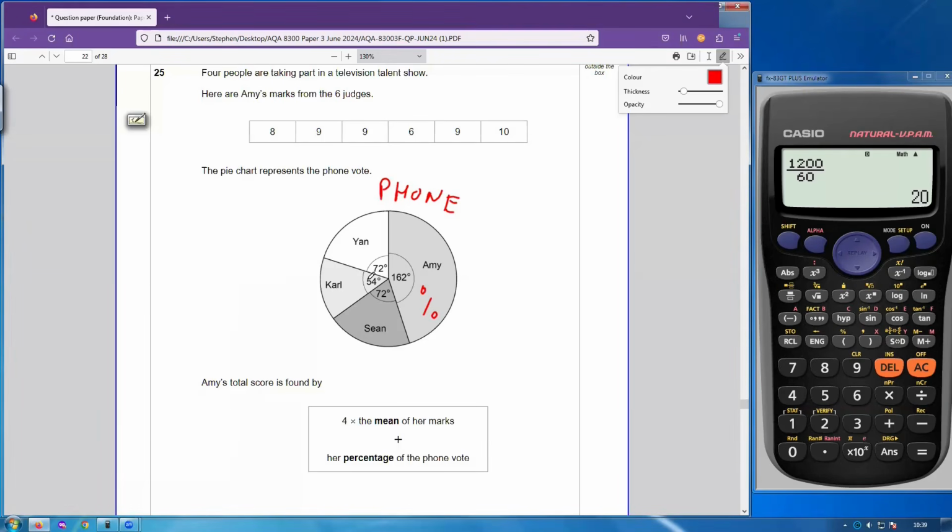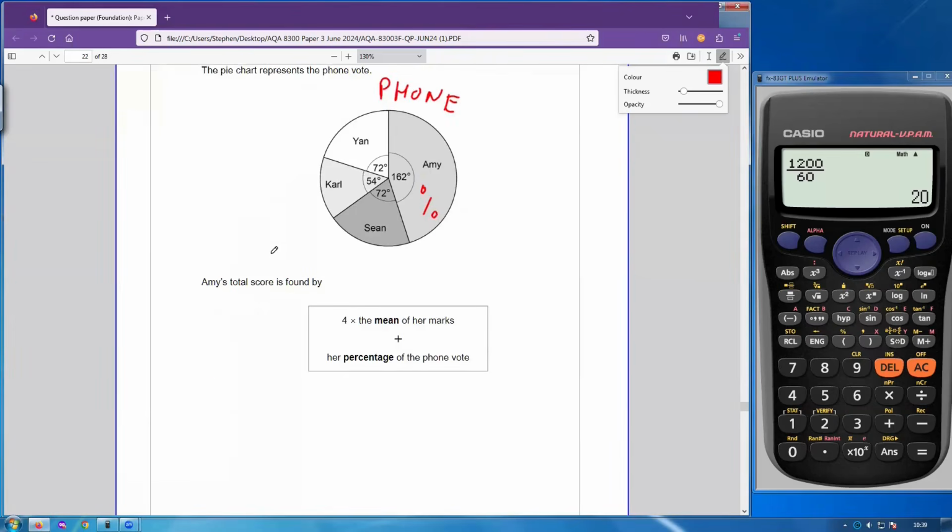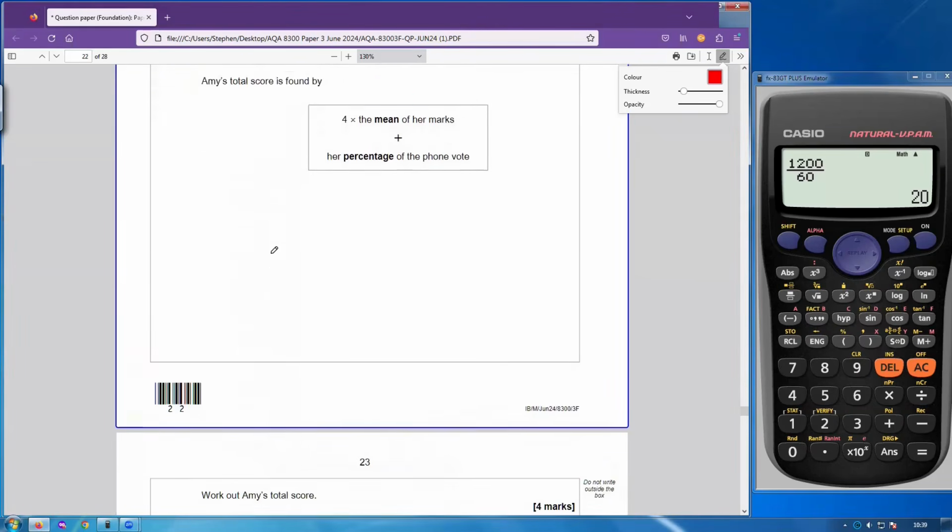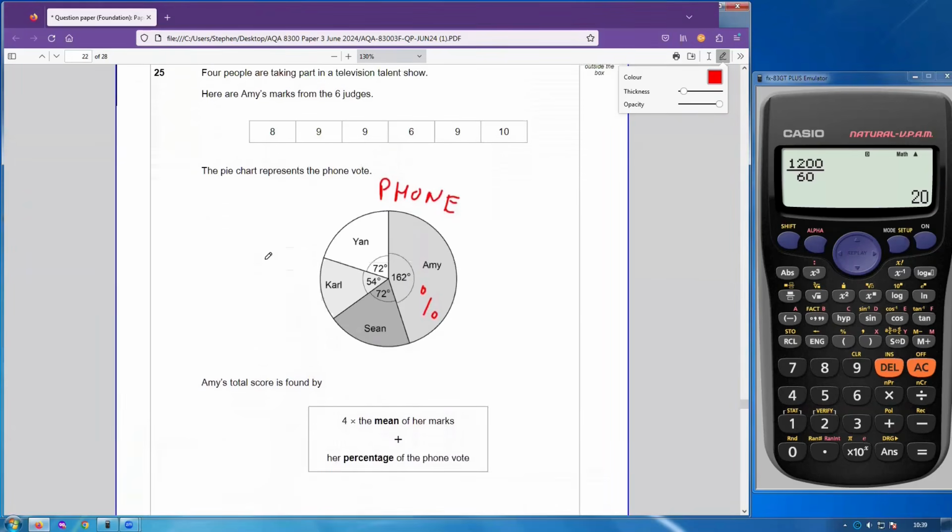Okay, so let's have a look. Is there anything else they want? Oh, work out her total score. Well, we'll do that here then. So Amy's total score. Right, let's do the mean first. We do it up here: 8 plus 9 plus 9 plus 6 plus 9 plus 10. Divide by how many judges there are: 1, 2, 3, 4, 5, 6. 6, that's the mean. I'll put mean there.